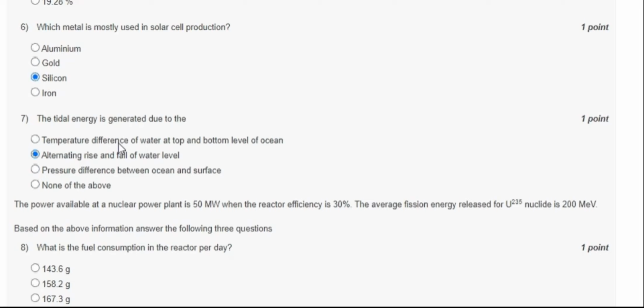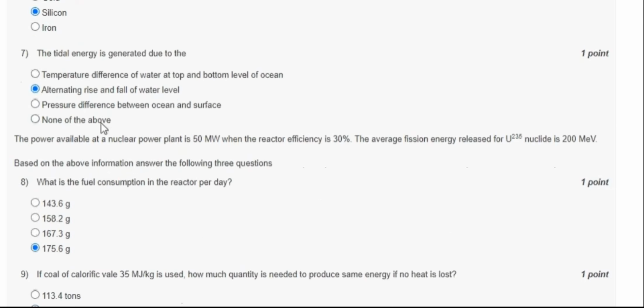So silicon. Solar cell production is based on a semiconductor material. So the semiconductor material here is silicon. So for question 6, the third option, silicon, is correct. The tidal energy is generated due to the alternate rise and fall of water level. So the second option is correct.